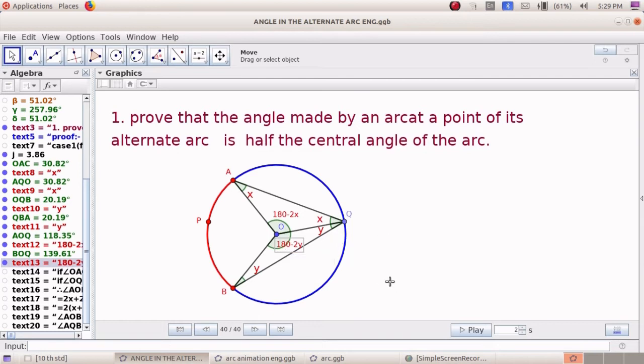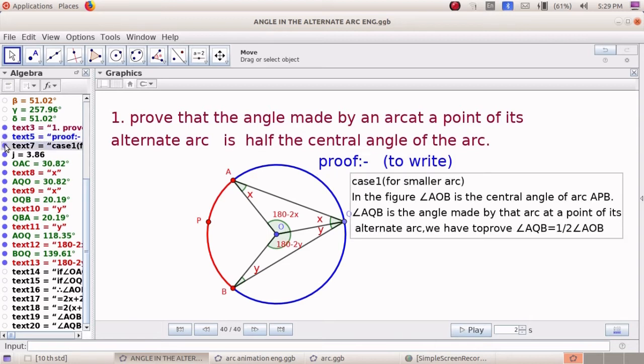Now let us write the steps that we have been discussing. After writing the steps we will get what we want to get, its measure. Okay, here we have considered, let us write the steps like this. APB is an arc, AQB is the angle in the alternate arc. We have to prove AQB is half of the central angle of arc APB. Okay, this proof should be written in your notebook, and the first step for the proof is this one: what we have supposed at first, and what we have to prove.